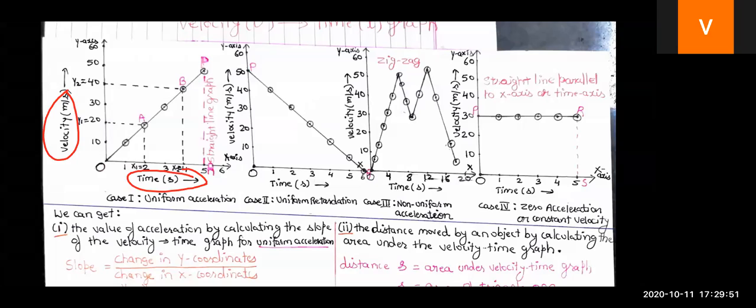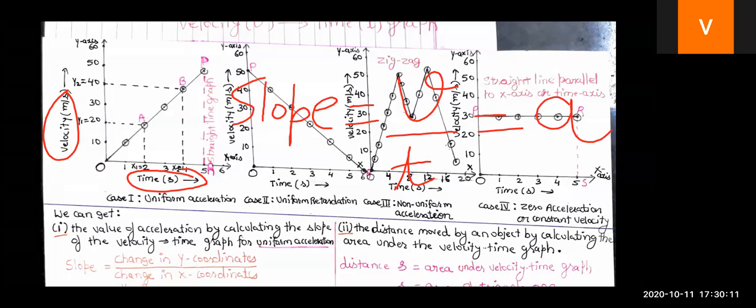So on y-axis, what we are having? This is velocity. So slope equals change in y upon change in x. What is on y? Velocity. Upon change in x. What is on x? Time. So we know change in velocity upon change in time is acceleration. That is the definition of acceleration, right? Change in velocity upon time. So the slope of a velocity time graph is going to give you the value of acceleration. Right, children?